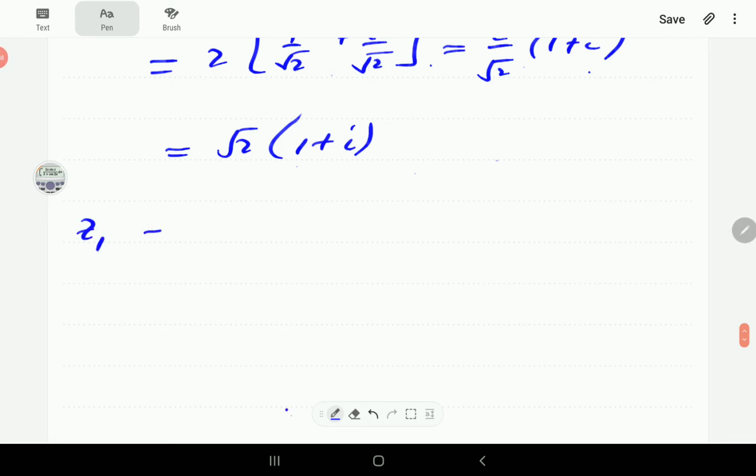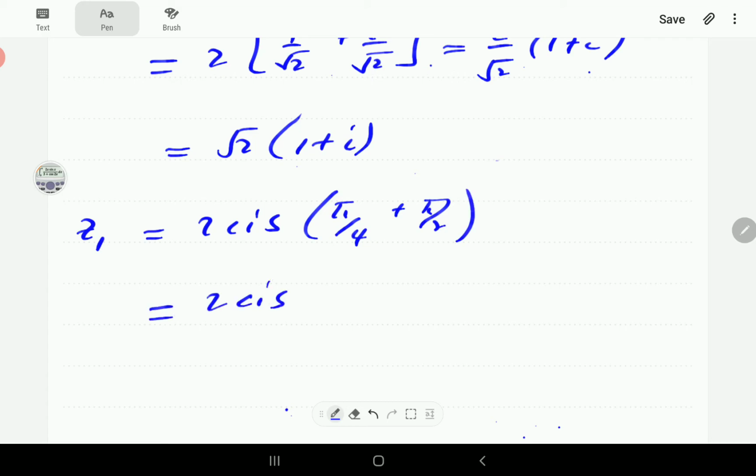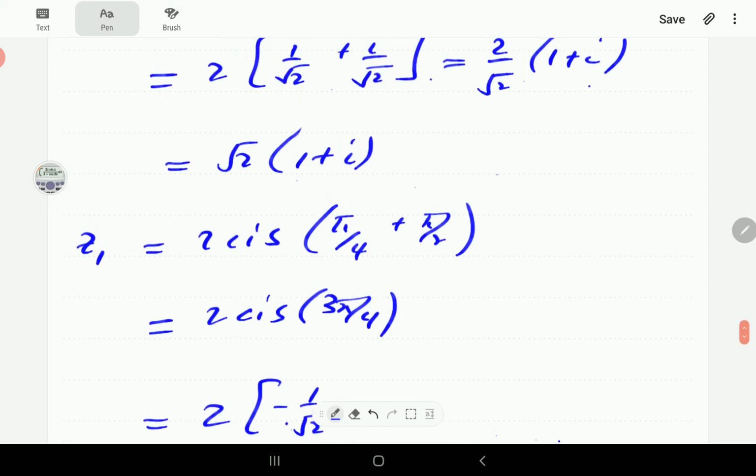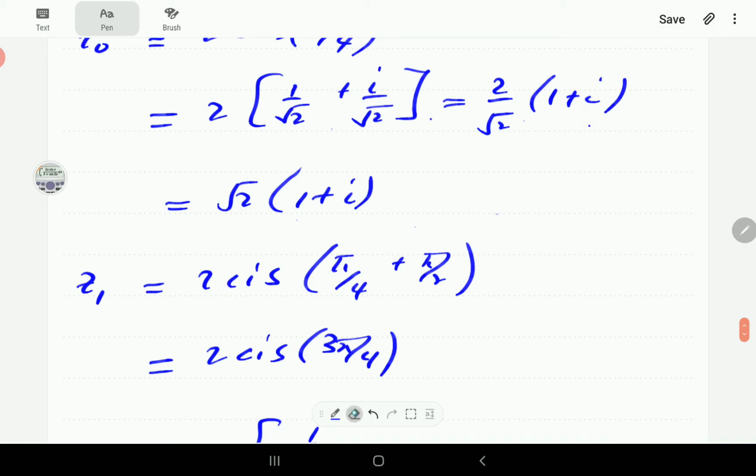Then when k is equal to 1, there's going to be 2 times cis pi over 4 plus pi over 2. So this is going to be cis 3 pi over 4. So that's an angle in the second quadrant, 135 degrees. So this time the cosine is going to be negative. Otherwise the values are going to be the same as these ones here.